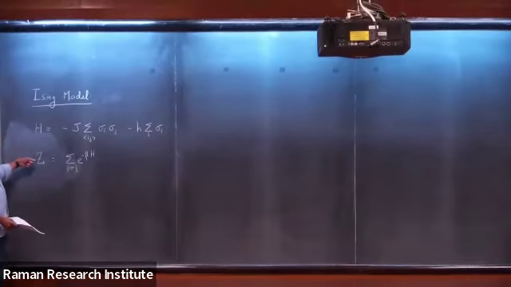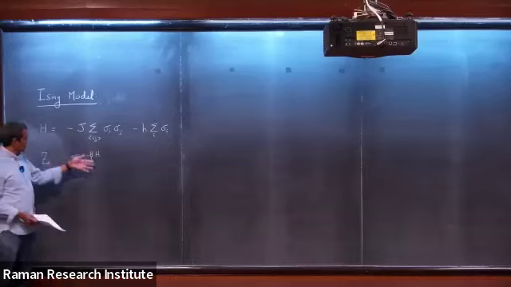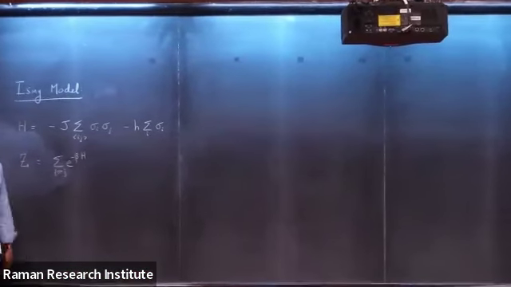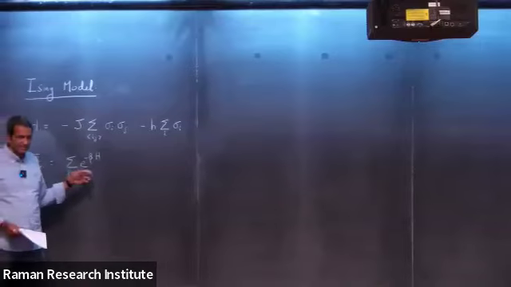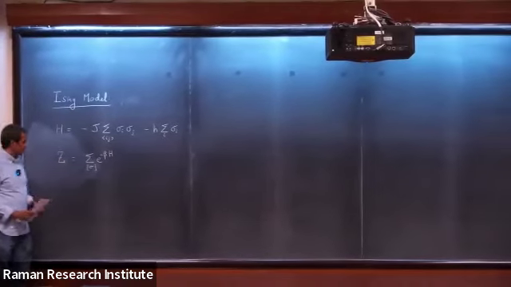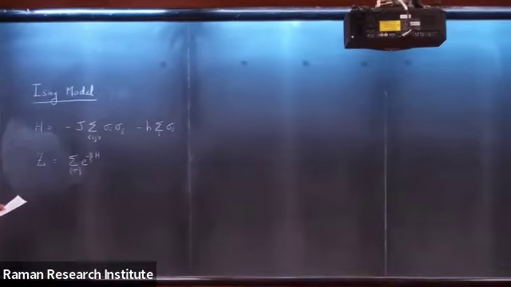Right? And if you want to calculate this, you would say, well, this is a complicated problem, which, as we'll see, you can do in 1 dimension, and Onsager did this in 2 dimensions exactly. But for now, we'll simplify the problem and use this mean field approach.